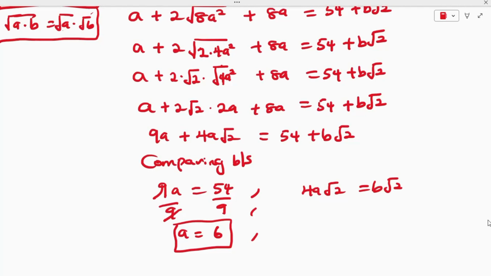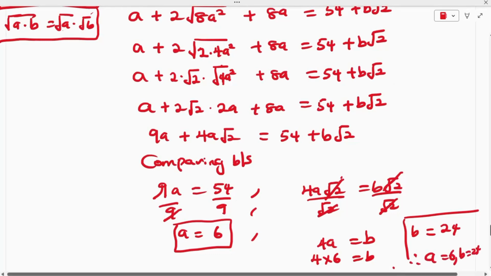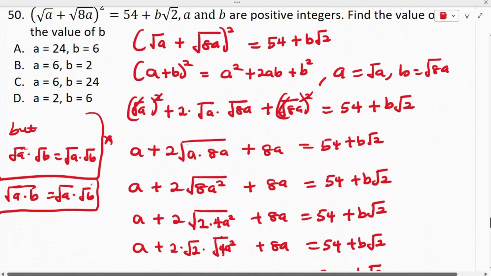So we have the value of a. At this point, all we have to do is divide both sides by the square roots. The root 2 cancels out, so we have 4a equals b, and we know that a equals 6, so b equals 4 times 6, which is 24. Therefore a equals 6 and b equals 24. Let's go to the options and search for the correct answer. From here, a equals 6 and b equals 24, and this makes C the correct answer.